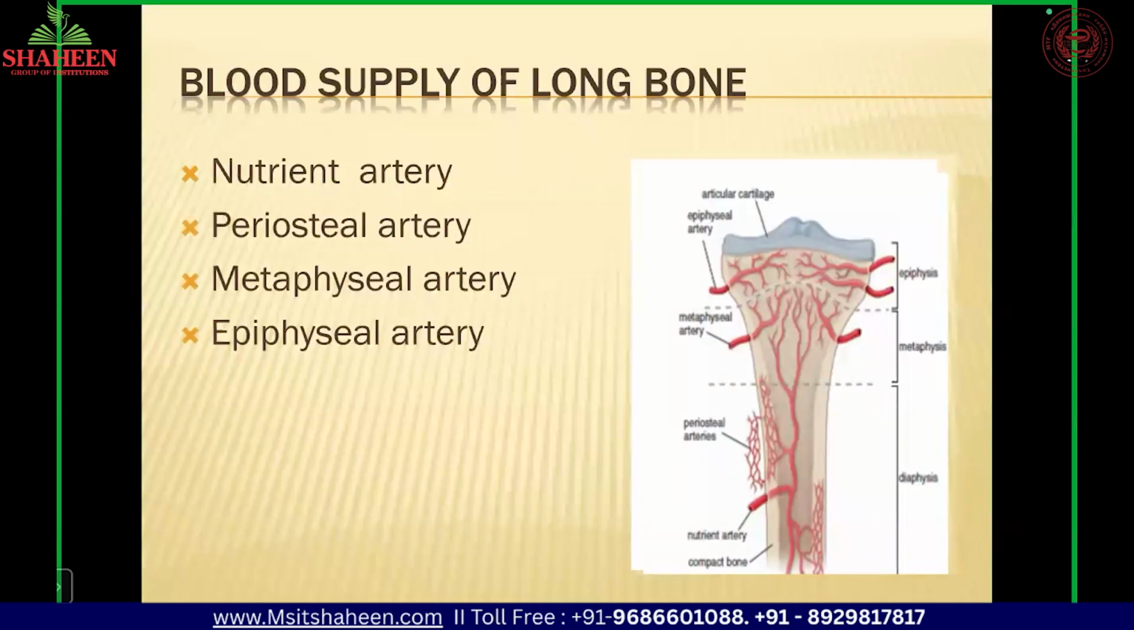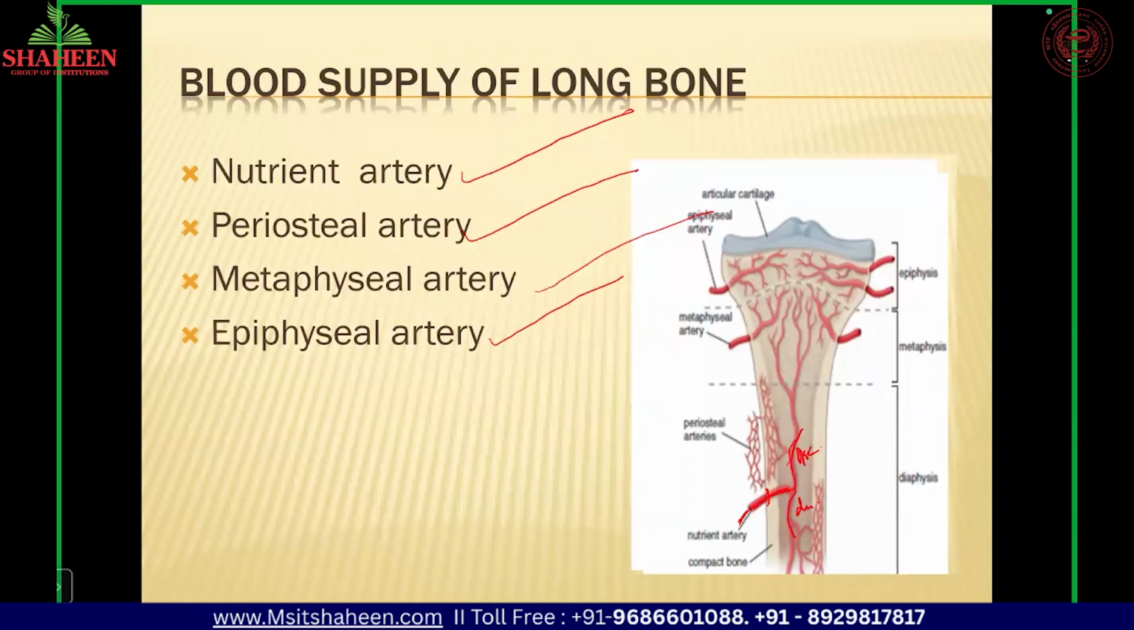Next is blood supply of a long bone. The major arteries supplying the bone are the nutrient artery, periosteal artery, metaphyseal artery, and epiphyseal artery. We already discussed that there is a nutrient foramen at the shaft of the bone. The nutrient artery is a branch of a major artery present over that particular area. It enters the bone through this nutrient foramen, then forms two branches, an ascending branch and a descending branch.